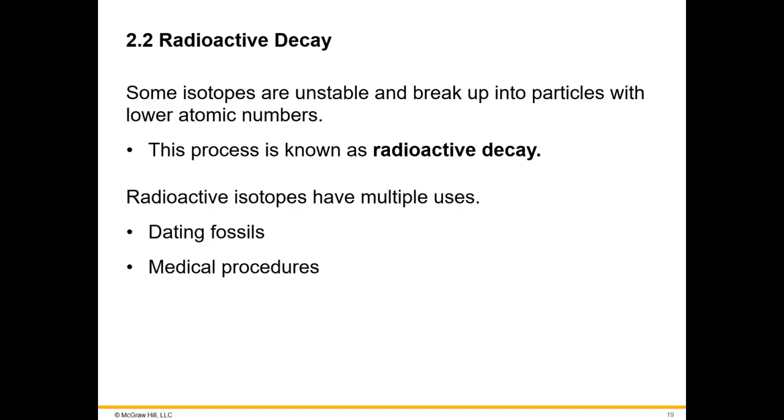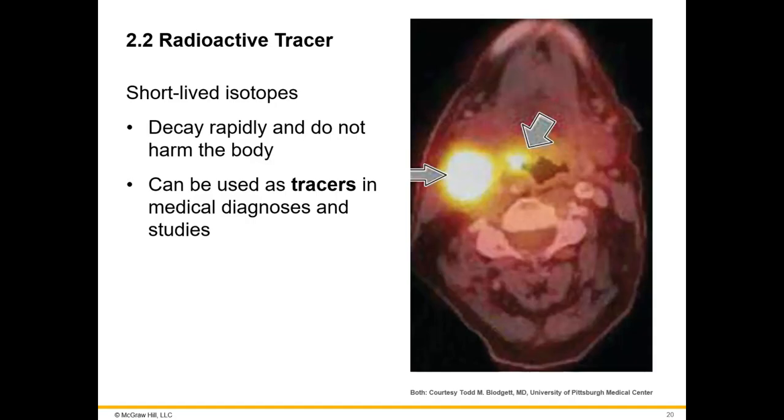Radioactive isotopes have multiple uses. We use them for dating fossils, and on the complete other end of the spectrum, we also use them in medical procedures. One example of that is the short-lived isotopes that we use as tracers when we're trying to figure out what's wrong in someone's medical diagnosis. Because these isotopes decay so rapidly, they're not going to harm the body, but we're still able to follow them and basically see where the holdup is or where the problem is.